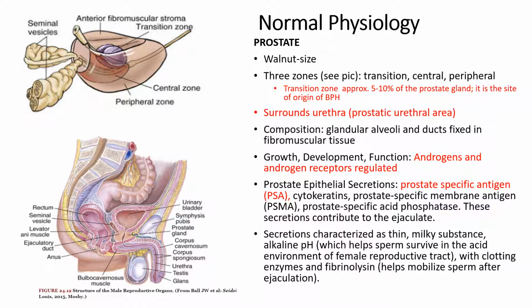The prostate is composed of glandular alveoli and ducts fixed in fibromuscular tissue. Androgens and androgen receptors regulate the growth, development, and function of the prostate. The prostate secretes epithelial secretions. One of those secretions is called the prostate-specific antigen, or PSA. These secretions contribute to the ejaculate.